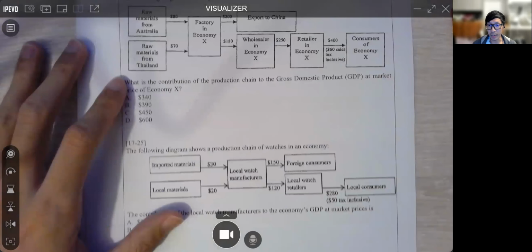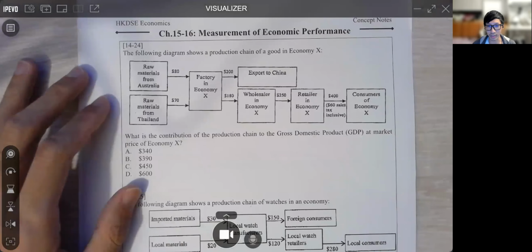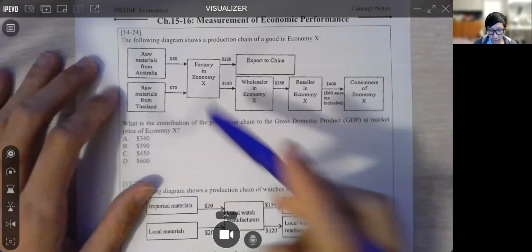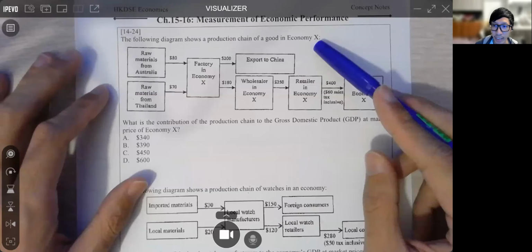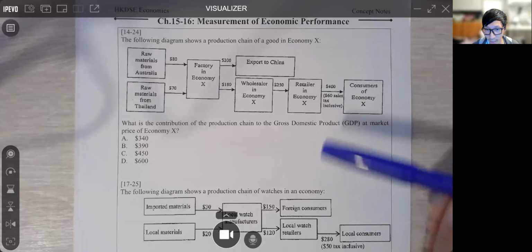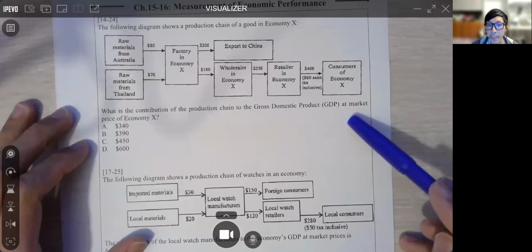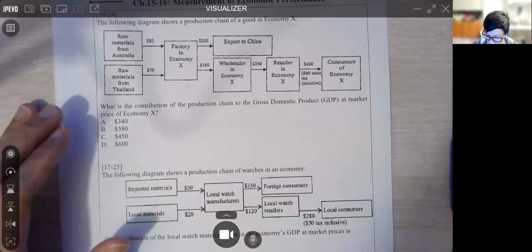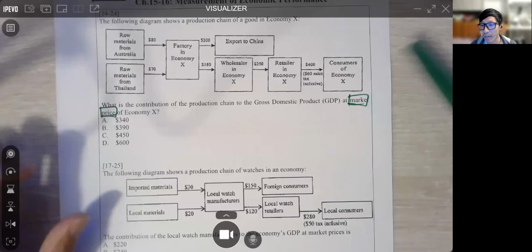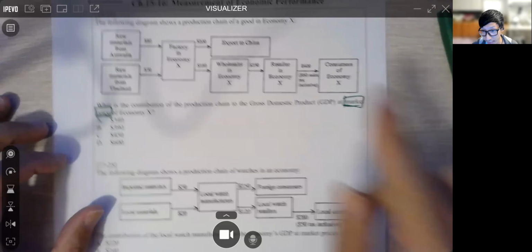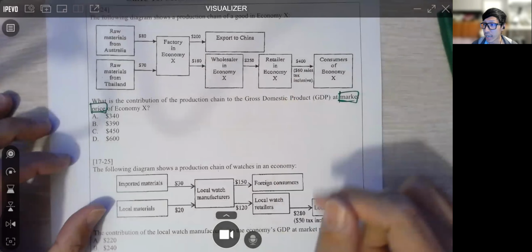Okay, 好嘛，好，下一版啦。Page 12. Finally, we are into DSE questions, okay? 好嘛，好啦，望下啦。The following diagram shows a production chain of a good in economy X, okay? 我哋喺 economy X 啦。We need to calculate GDP at market price 嗱，今次係 market price 啊，OK？ 好嘛，佢講明係 market price 啦。Which means there is no need to do anything funny unless they exclude the sales tax or something.